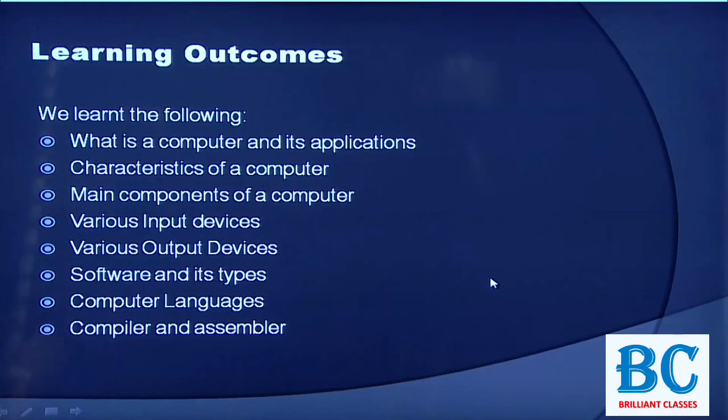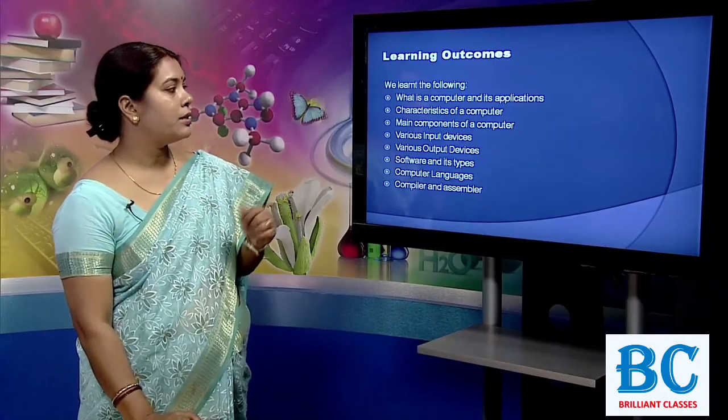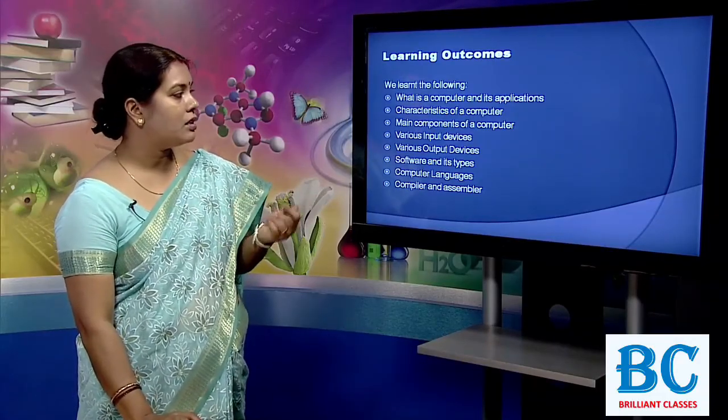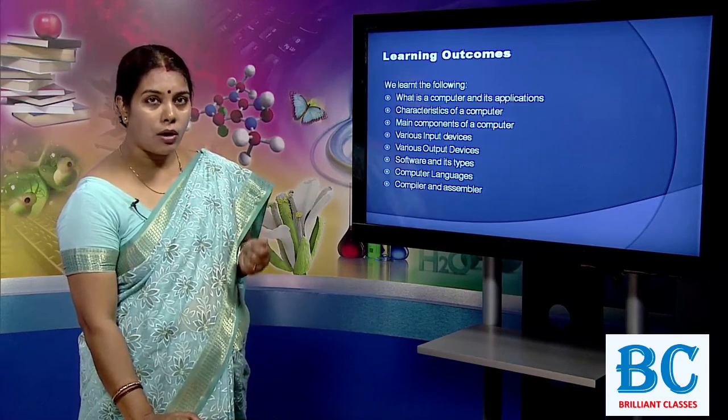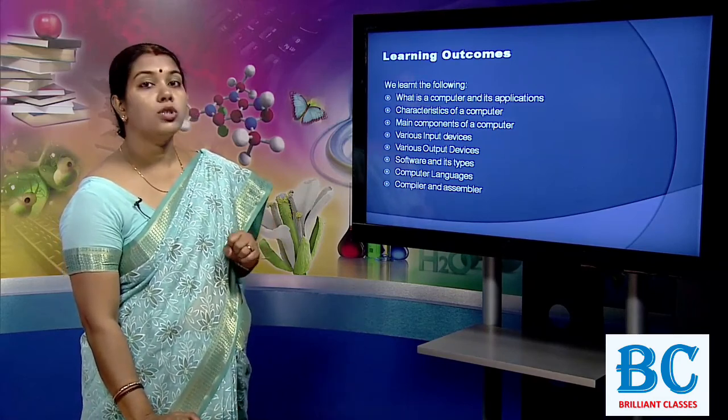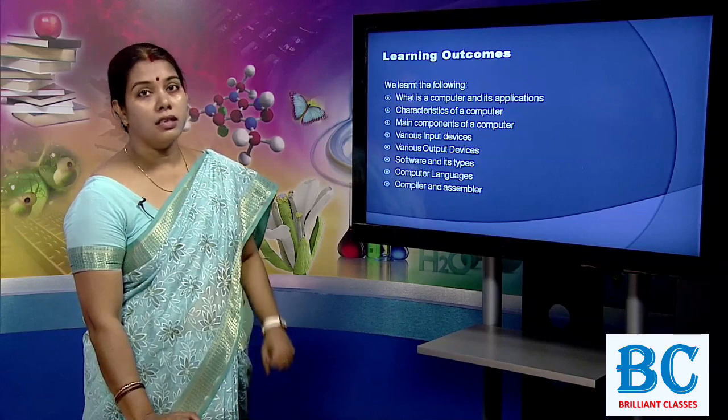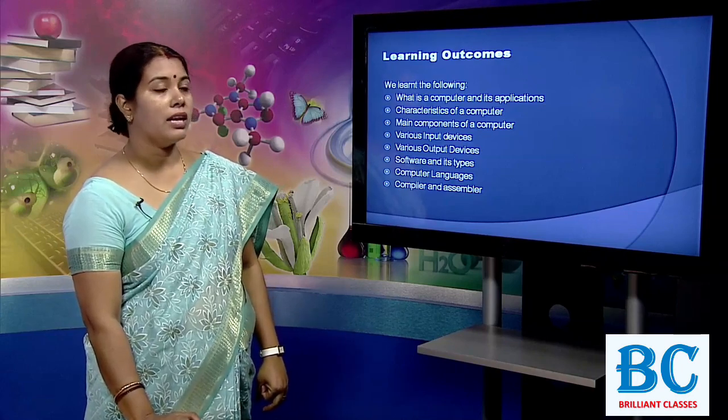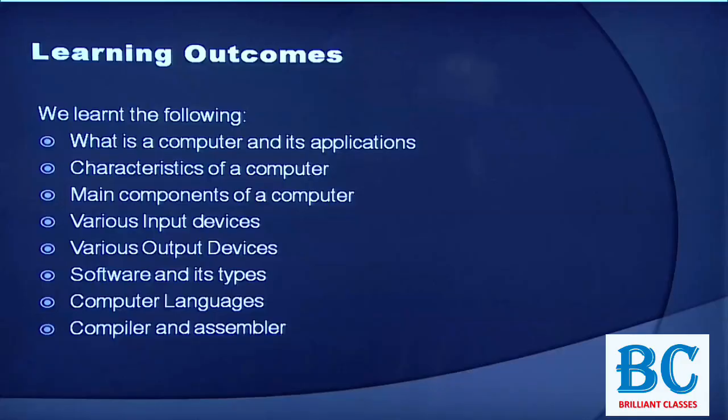So we come to the learning outcomes. What we learnt in this particular video: we learnt what a computer is and its applications. We learned the characteristics of a computer. We learned the main components of the computer, the CPU, the CPU has ALU, memory unit, and the control unit. Then we learned the various input devices, the various output devices, software and its types, the computer languages, high and low level languages, and we also learned compiler and assembler.